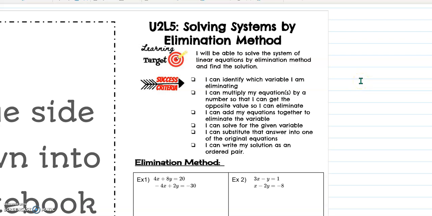All right, today's lesson is going to be solving systems using the elimination method. So we are going to identify which variable we are going to eliminate. So we want the opposite. So if it was plus 3x, we need minus 3x in the other equation.